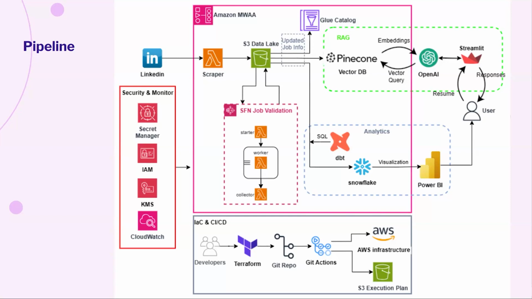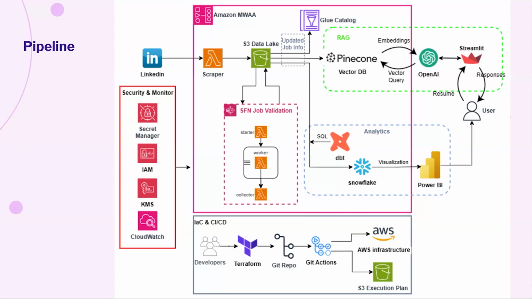Starting on the left, our scraper collects job postings from LinkedIn, storing the job data in the S3 data lake and maintaining job IDs for tracking valid jobs. The middle section highlights a Step Function which dynamically validates jobs using multiple Lambda functions, ensuring only up-to-date job information is retrieved. The data then flows into two key areas.